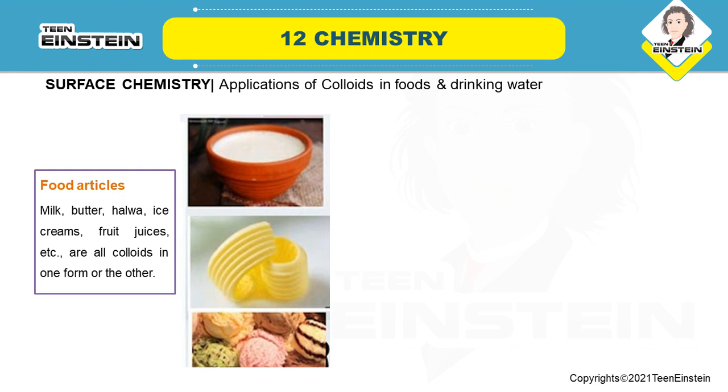Applications of colloids in food and drinking water. In day-to-day life, the food we consume every day also consists of examples of colloids, and of different types of colloids. We have seen there are a total of 9 types of colloids, depending on the nature of the dispersed phase and dispersion medium. Some are emulsions, some are gels, like this.